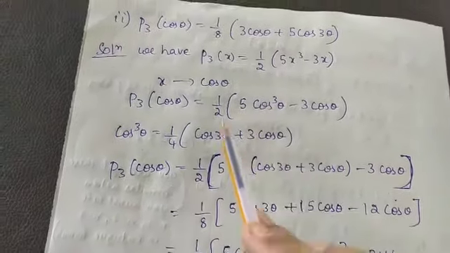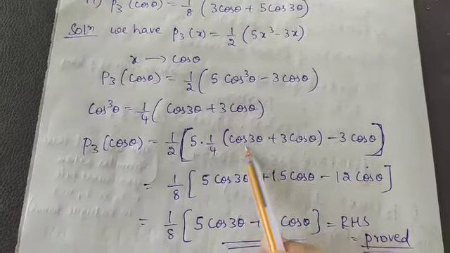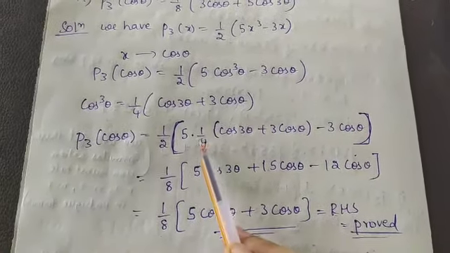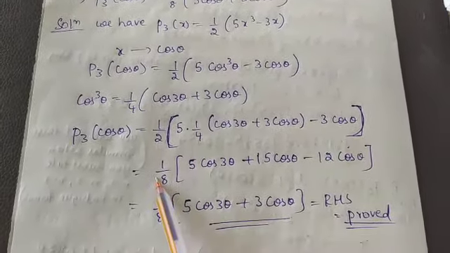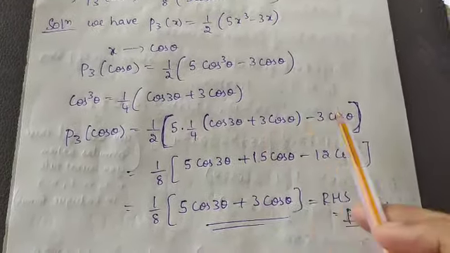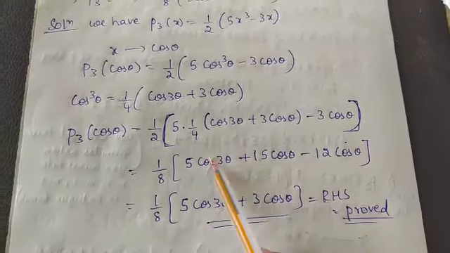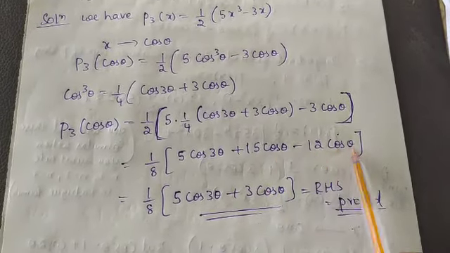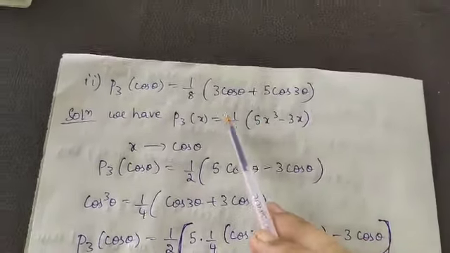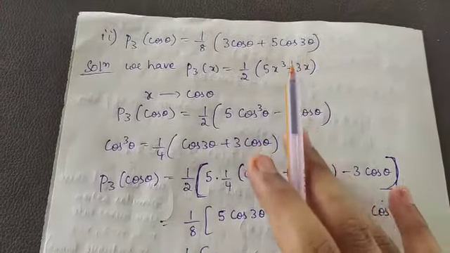So what is cos cube theta? I am writing 1 by 2, 5 as it is. Cos cube theta is nothing but 1 by 4 times (cos 3 theta plus 3 cos theta), and the last term minus 3 cos theta as it is. Again 4 twos are 8. Taking LCM for 4 and 2 is 8, which is nothing but 5 cos 3 theta plus 5 threes are 15 cos theta, LCM 4 threes are 12 cos theta. Again 1 by 8, 5 cos 3 theta as it is, 15 cos theta minus 12 cos theta. So 15 minus 12 is 3 cos theta, which is the RHS. You have proved the same thing as the RHS. Hence, we completed the problems on the Rodrigues formula. Thank you.